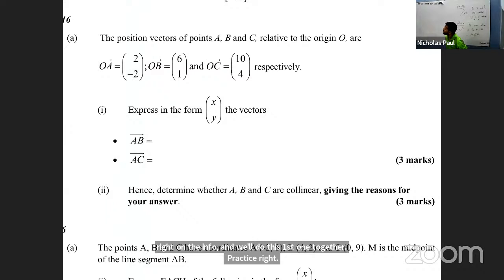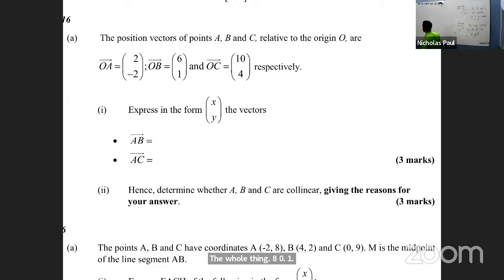The whole thing in part 1 and 2. Copy it down, and we're going to do this one together, right? June 2016. All right, so we need to find AB and AC, and then show that they're collinear. We'll do this one together.